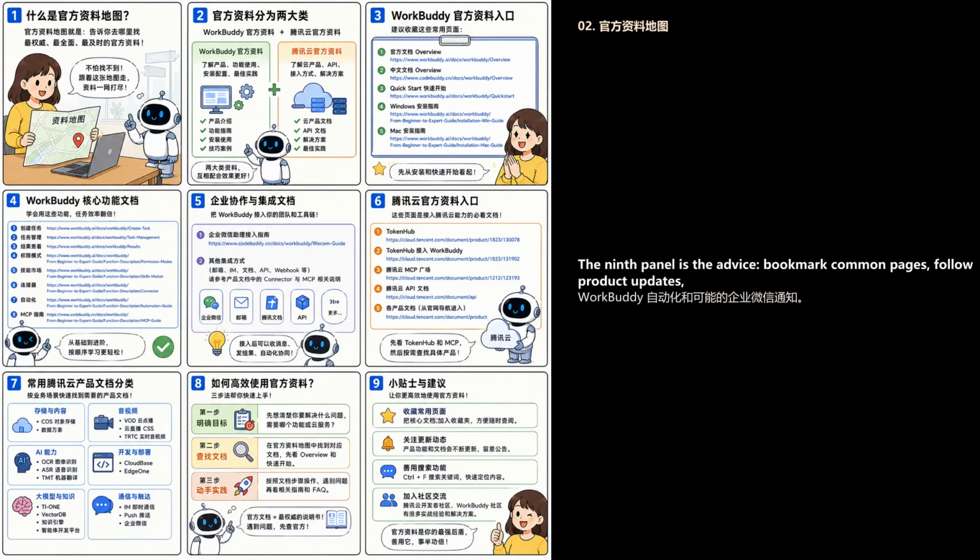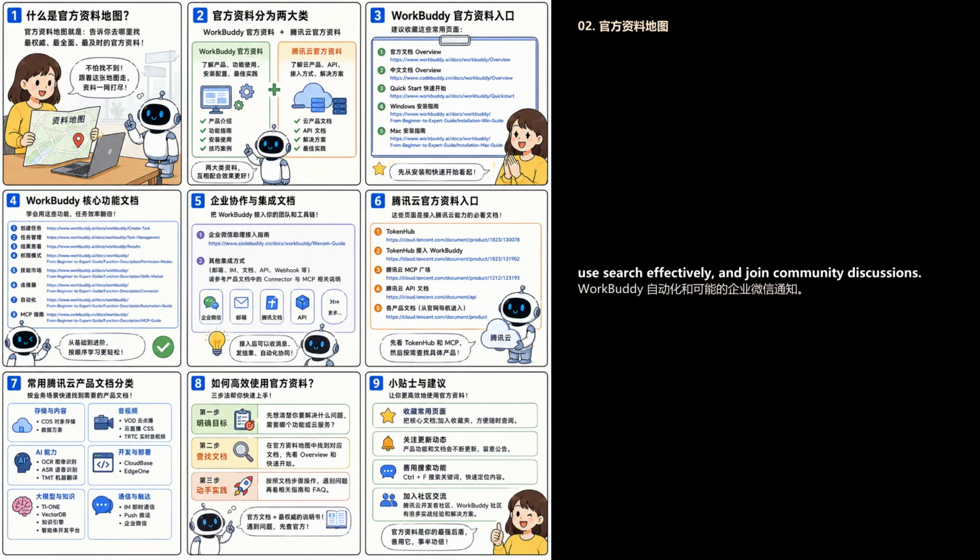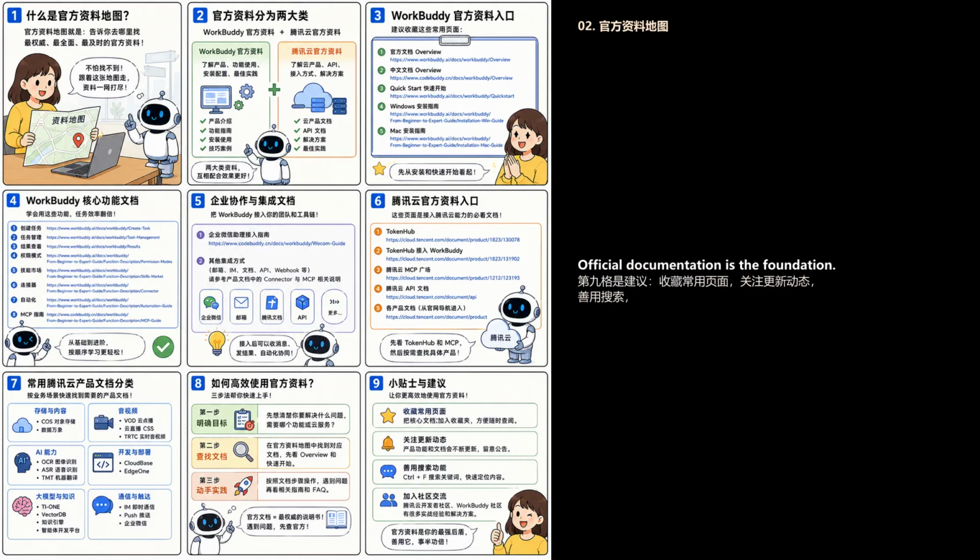The ninth panel is the advice. Bookmark common pages, follow product updates, use search effectively, and join community discussions. Official documentation is the foundation. Community articles can provide cases, but for capability boundaries and dynamic information, always follow official documentation.